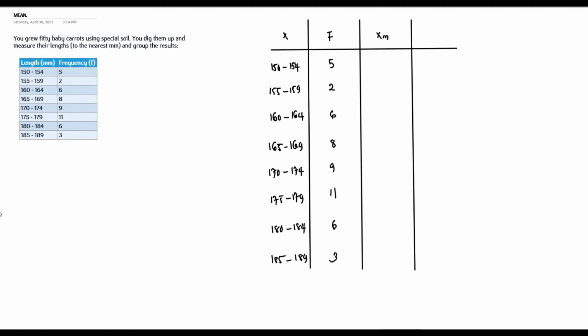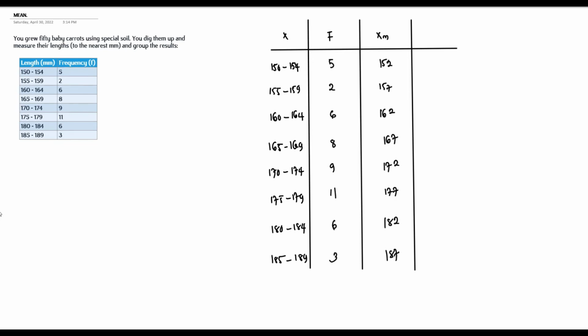So the XM actually represents the middle class, and for us to get the middle class, we have to take the average of the classes we have for each of the class. So that is for 150 to 154, which is a class. So the middle class is going to be 150 plus 154 divided by 2, and the answer we have is going to be 152. 155 plus 159 divided by 2 gives us 157, and we do the rest for the remaining classes. So we have our middle class right here.